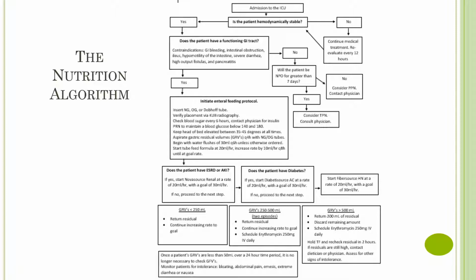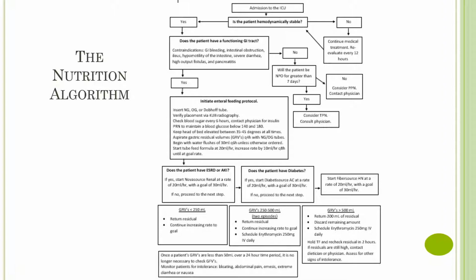Then it goes on to talk about if the patient has any kind of kidney issues. If so, then they would start on NovaSource Renal. Then if they have diabetic issues, they would be on Diabetisource. Now say they have both, they would do the NovaSource Renal. And then if they don't have either of those issues, then all other patients would have FiberSource.